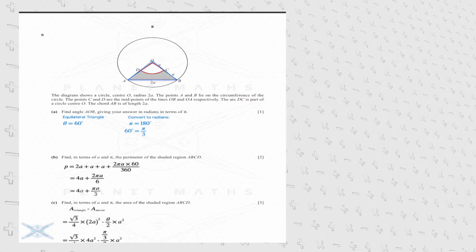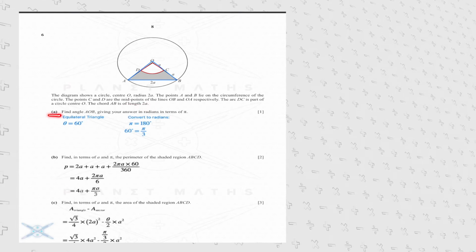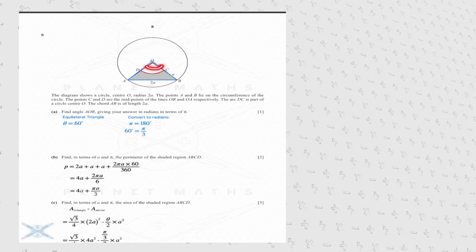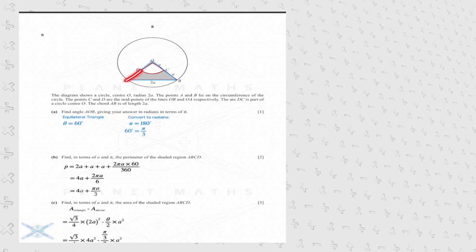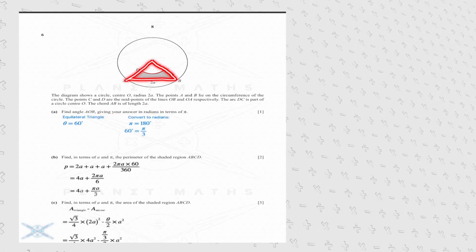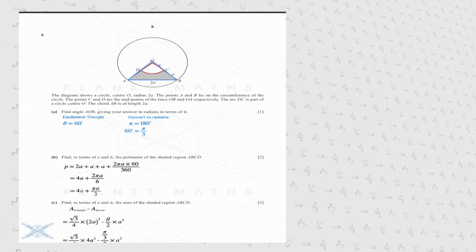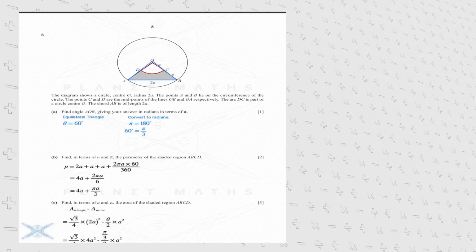The chord AB is of length 2a. In part A we are supposed to find the angle OAB, and we should provide our answer in radians in terms of pi. What we know from this triangle here is that it is an equilateral triangle, since the length of each side is 2a.